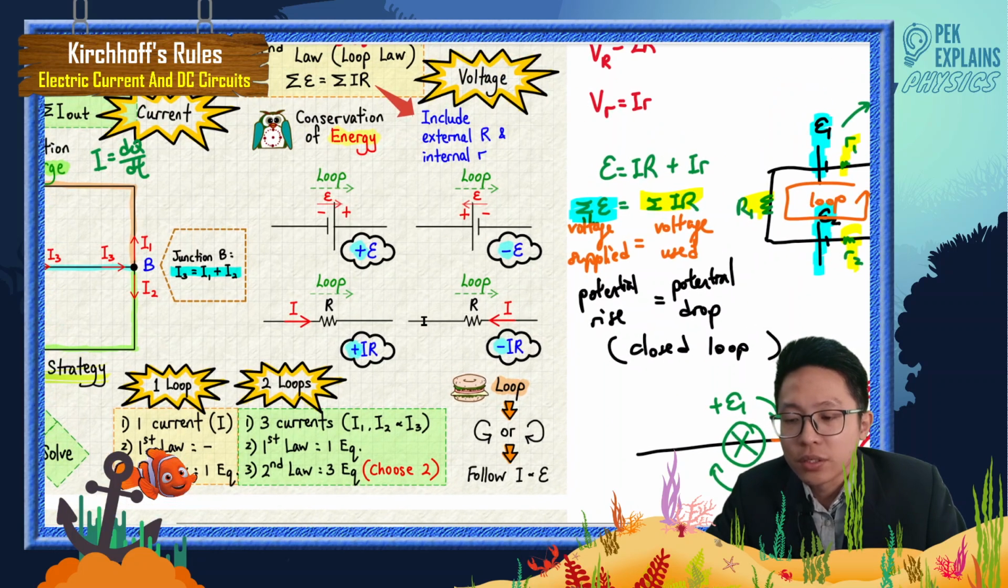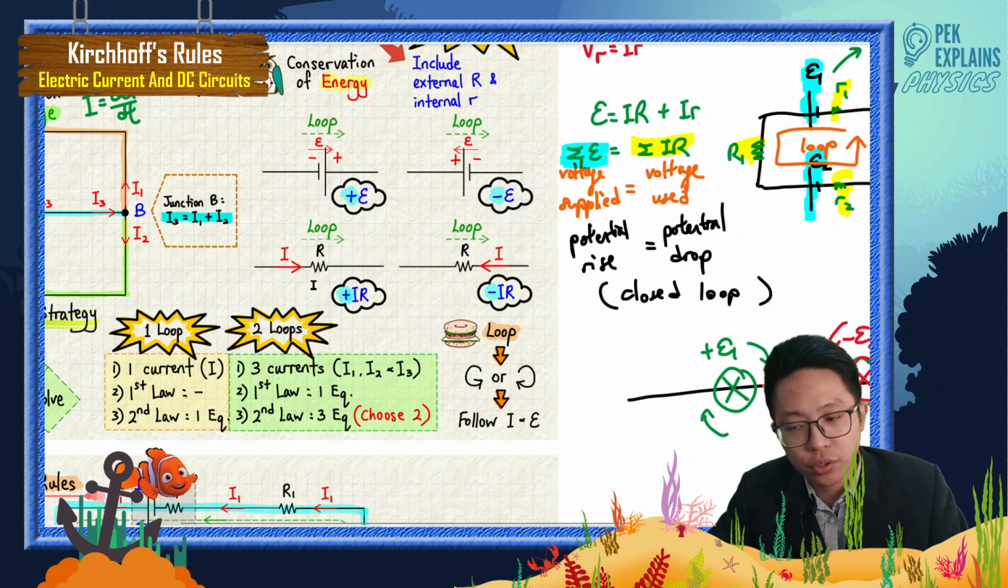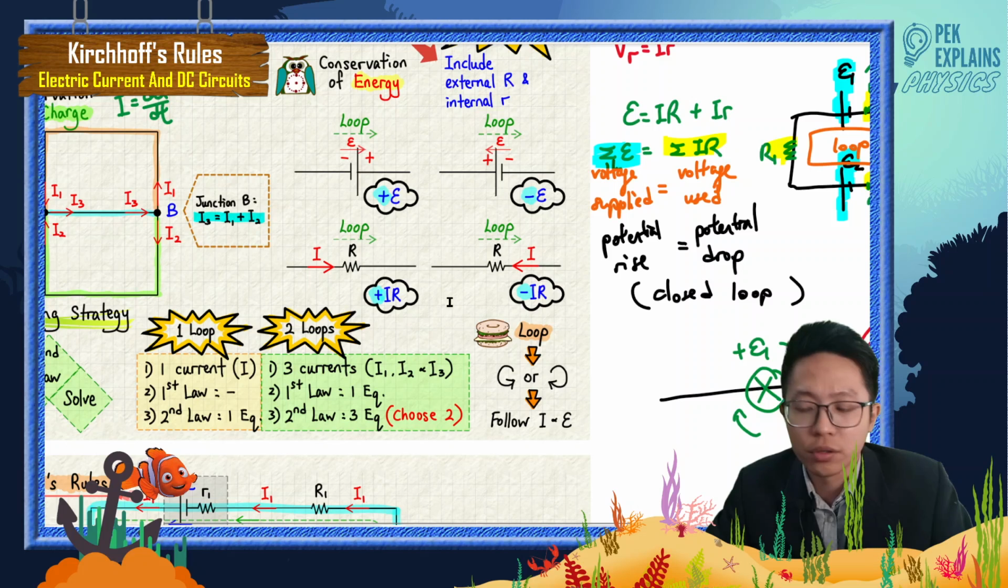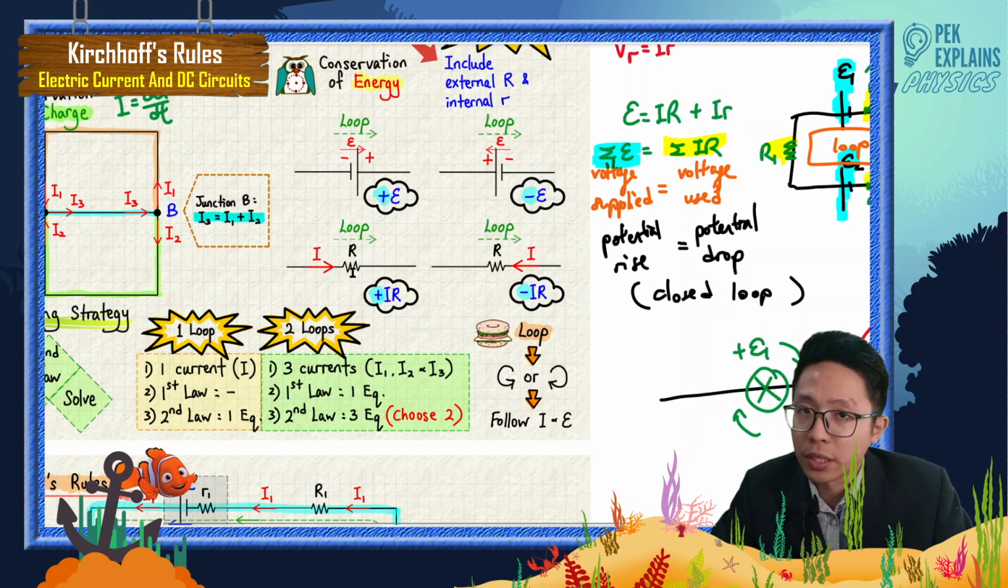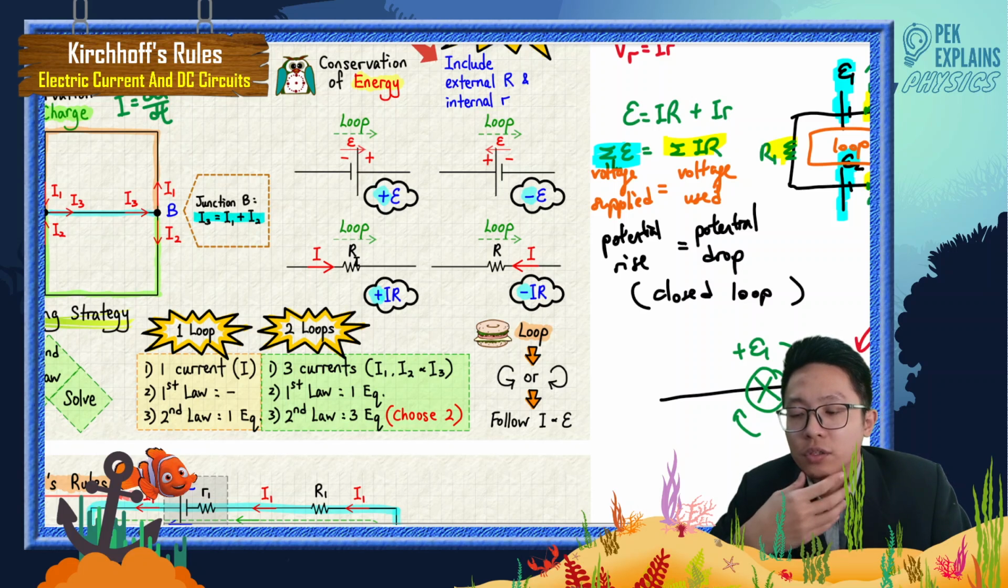Okay? So that's it. And then for the resistor, we also have positive and negative IR. So let's look. For a resistor, because it doesn't have terminals, we look at the current. Resistor must look at current, EMF must look at terminal. So for a resistor, we compare the current with the loop. If the current and the loop are in the same direction, positive IR. If the current and the loop are in opposite directions, you will have negative IR.